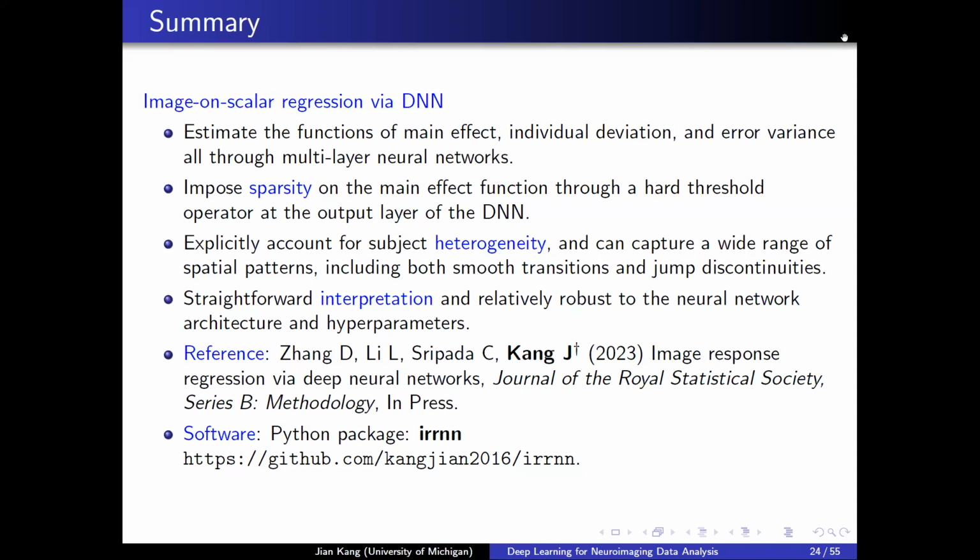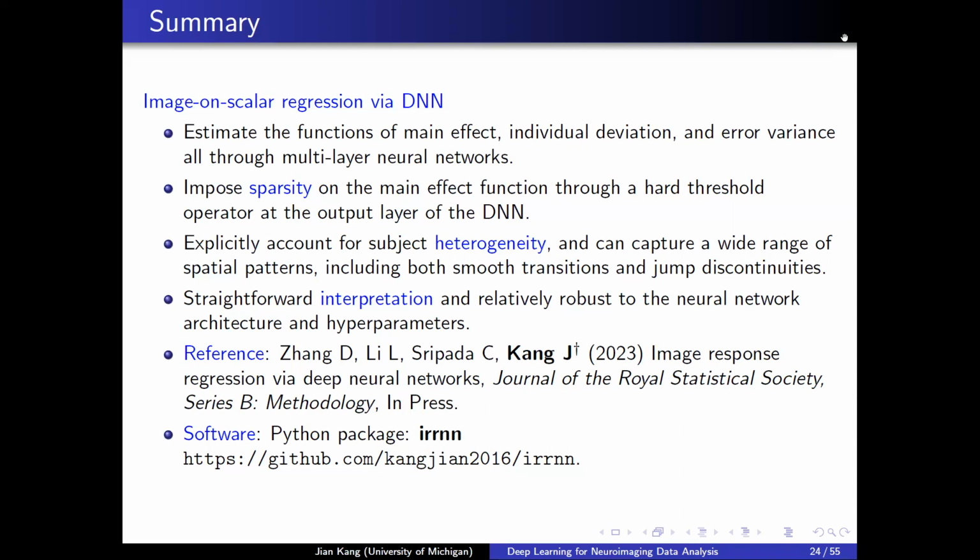Since you have separate neural networks for the J main effects and also the individual effects, they are being trained in parallel and connected by the same loss function. So it can be quite a few neural networks to train in parallel. Does that create any technical challenge during the implementation? I know that you are using dropout, but apart from dropout, are you using something else that is helping with the implementation? Yeah, I think this is a very good point.